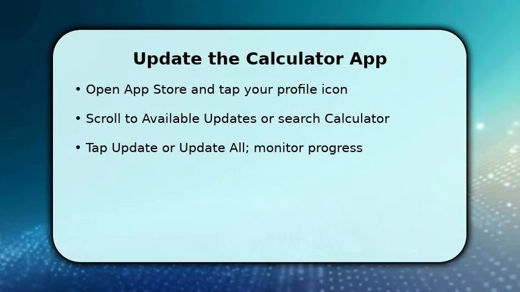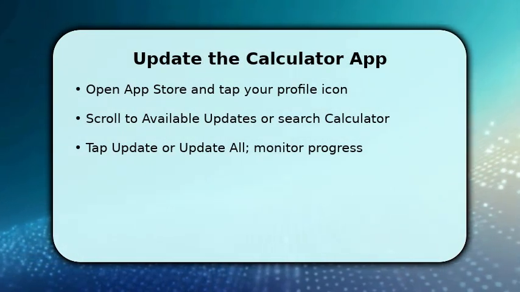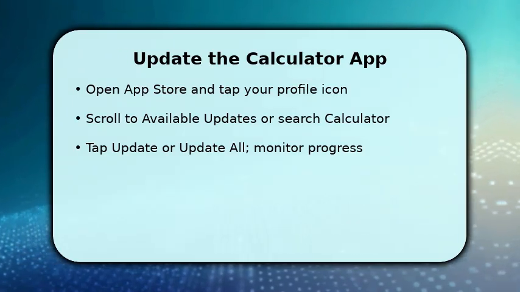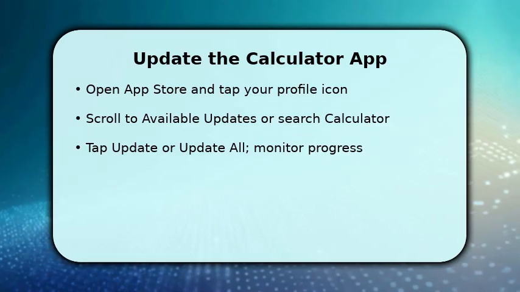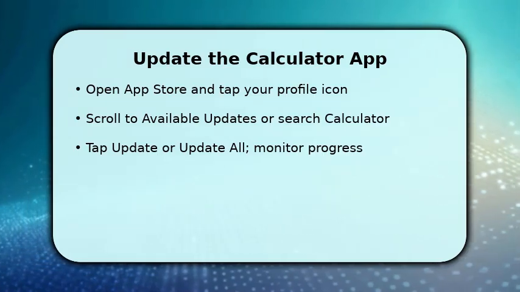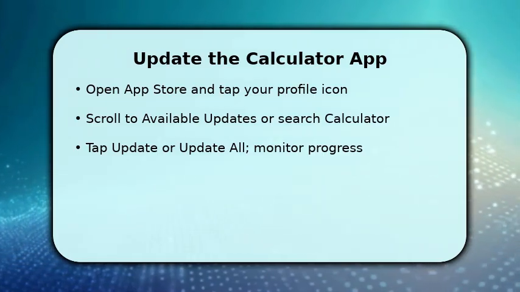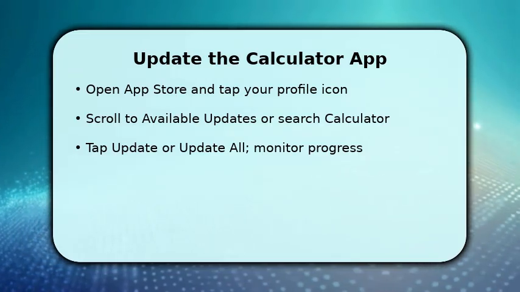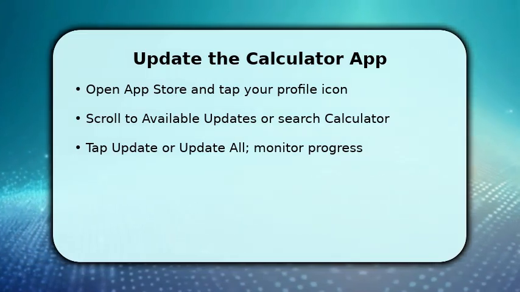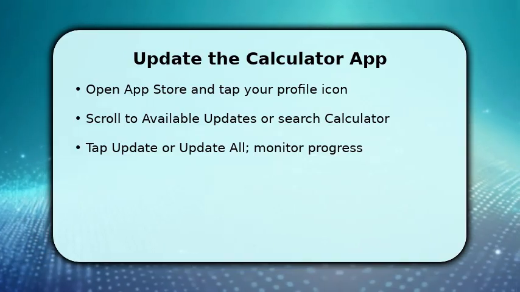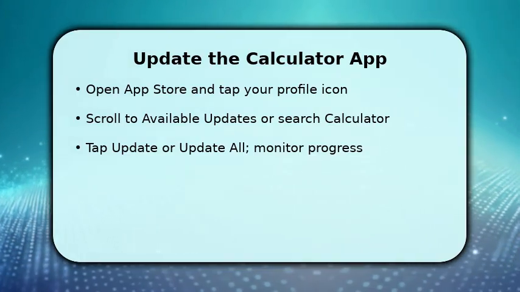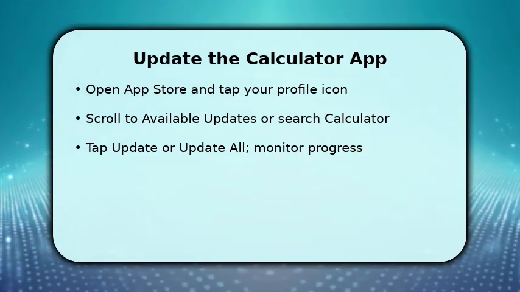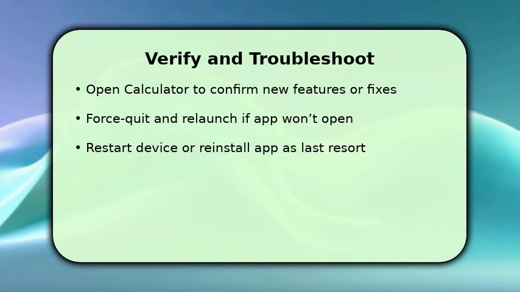You'll now perform the update step. Open the App Store and tap your profile picture at the top to view pending updates. If Calculator appears, tap Update. If not, you search to find it and open its page to check for an update button. While it installs, watch the progress ring and avoid heavy network use that could slow download. If you enabled automatic updates earlier, make sure the App Store has permission to use cellular or background refresh if needed for completion. You'll finish by verifying the update.